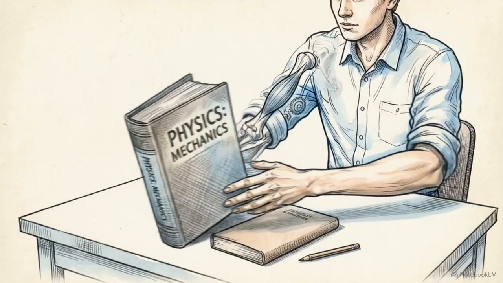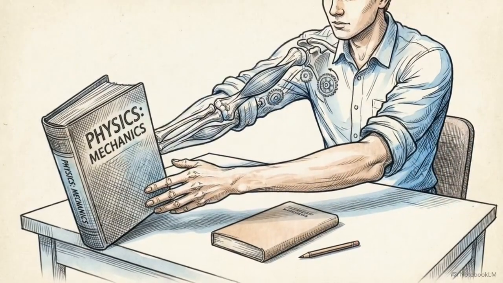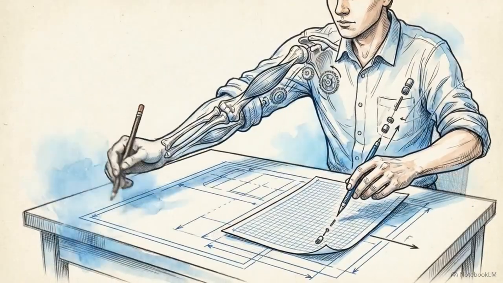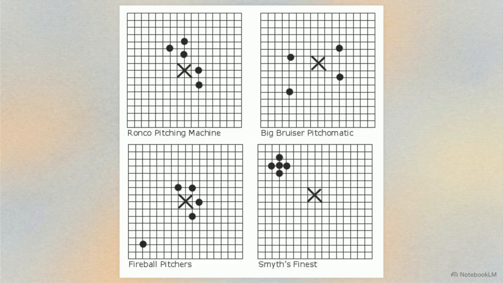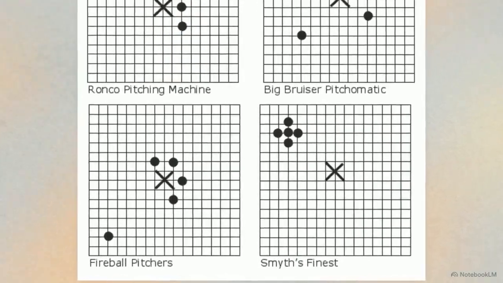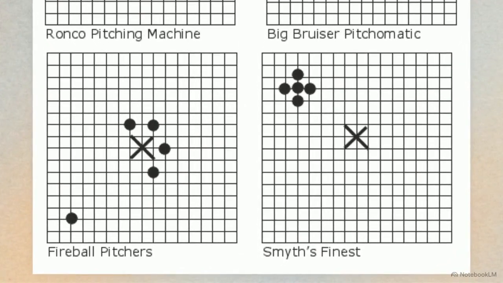If giving formulas too early prevents learning, we need a different model, inventing to prepare for learning, or IPL. IPL relies on contrasting cases. Look at these 4 grids showing where different pitching machines land their balls. Placing them side by side forces the brain to notice structural variations. You see the difference between inaccuracy, distance from the center, and variability, how tightly they cluster.